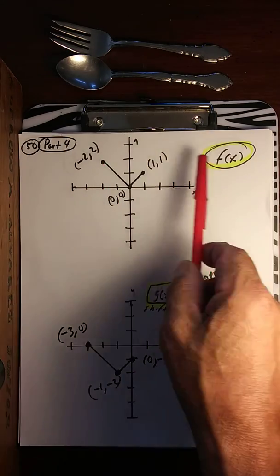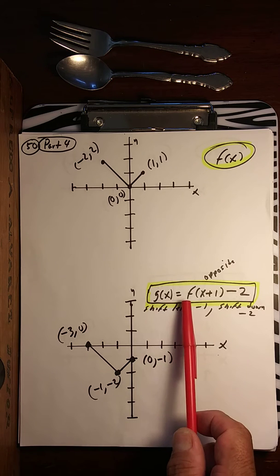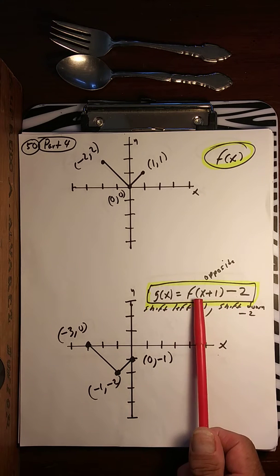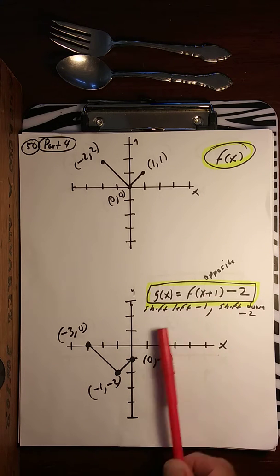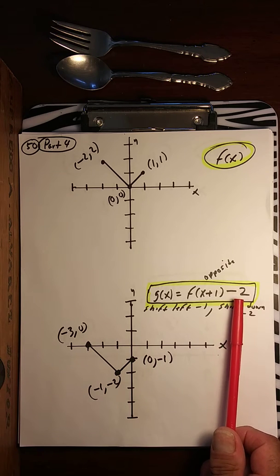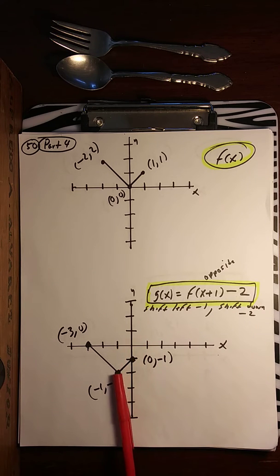Original problem again, f of x. Now, g of x is f of x plus 2 minus 2. Well, x plus 2 is the opposite. It's going to be negative 1 to the left. And then it's going to go 2 down. So negative 2 and then 2 down here. So negative 1 is going to end up right here.